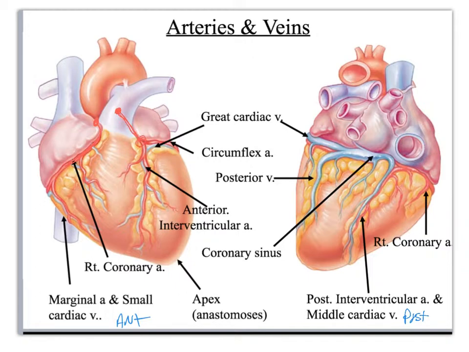Now, right here, it branches immediately. One branch is going to be the anterior interventricular artery. The other branch is going to be the circumflex, which is going to go around the lateral side of the heart. The left coronary artery is going to wrap around. It's got a couple of little ancillary branches. We're not going to worry about it, but it goes over here.